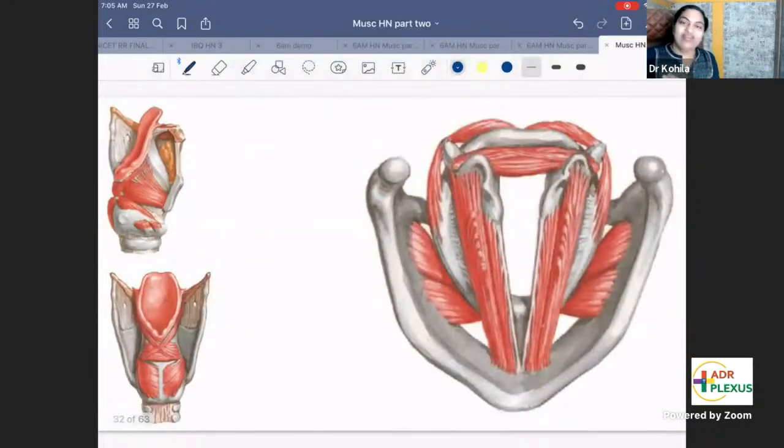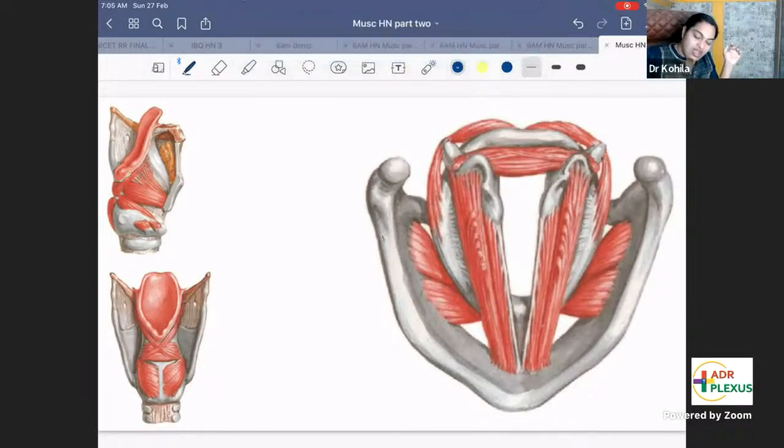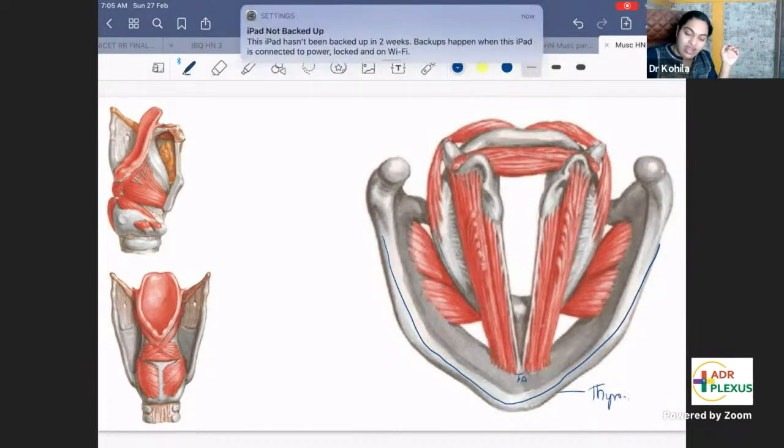Now this is a very important image. Yes, a view from above. Now again I told you, identify the cartilage. Okay, now in this, do you see the epiglottis? No. You can see the entire thyroid, right? This is your thyroid cartilage. This is your thyroid angle. Yeah, the inner aspect of the thyroid angle.